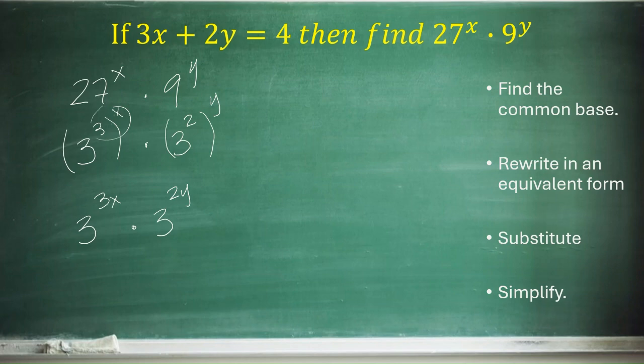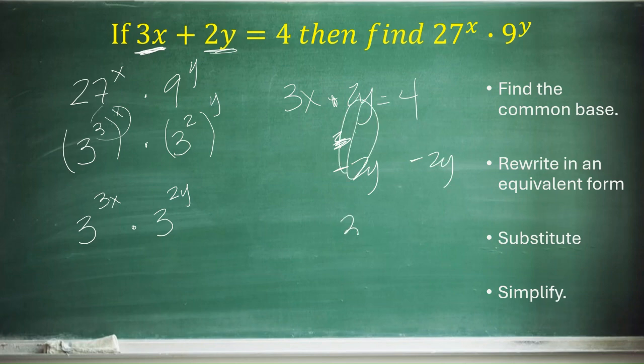Now we can choose to do some substitution. We can either substitute for 3x here, or we can solve for 2y and substitute that here. I think I'm going to go ahead and solve for 3x. So I'm going to say 3x plus 2y equals 4. I'm going to subtract 2y from both sides. So then I have 3x equals 4 minus 2y. Now I can substitute this for 3x. So I'm going to go ahead and do that.